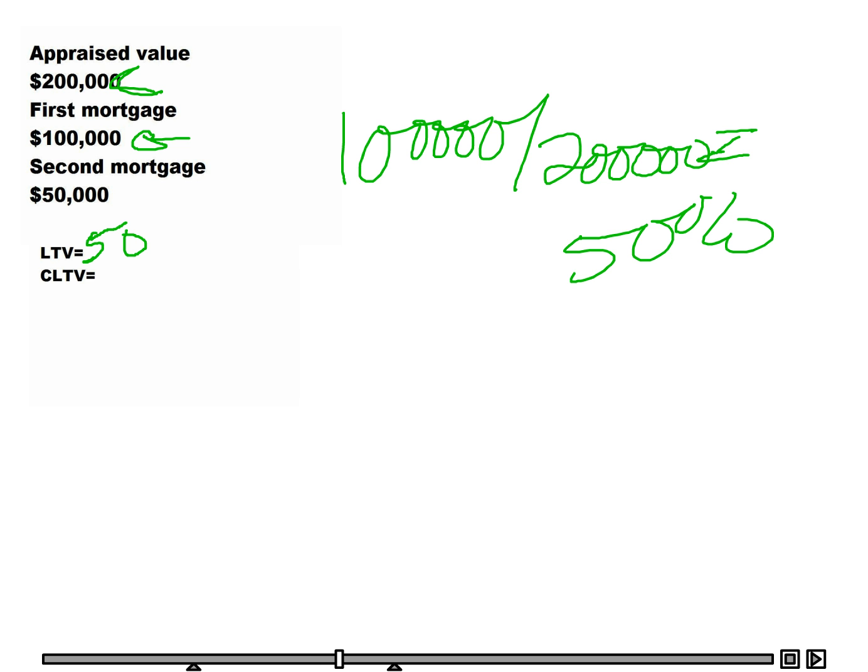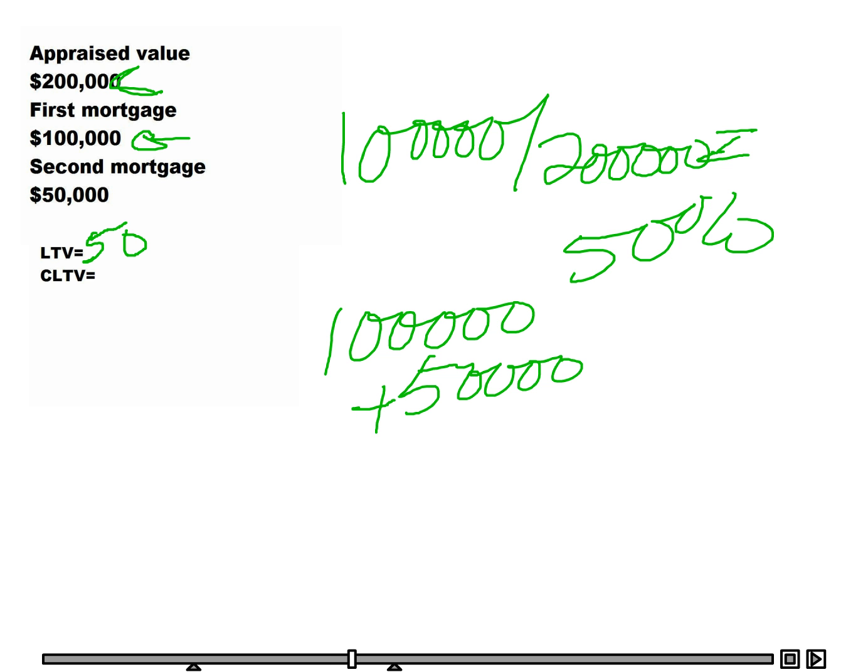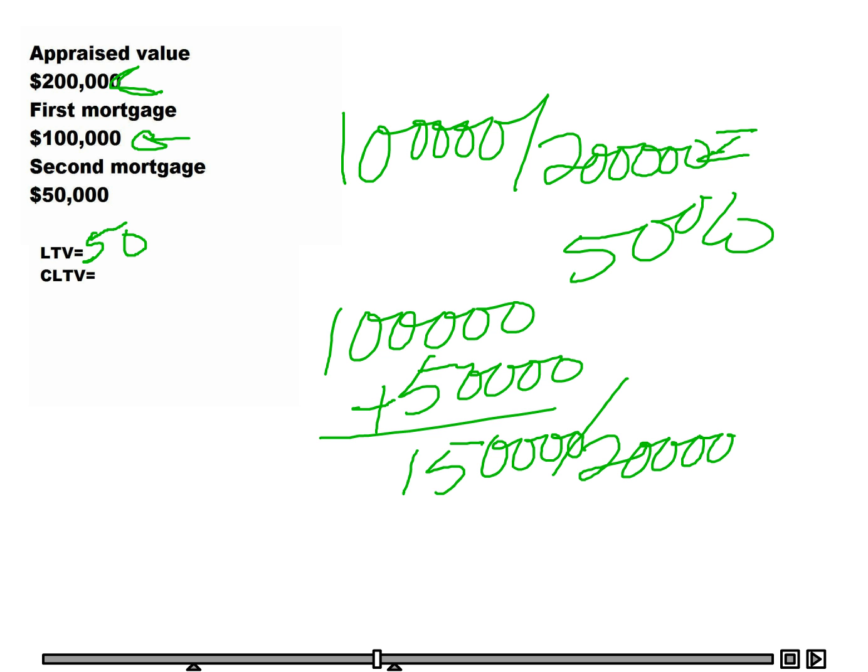In this case, we're going to take the $100,000, add to that the $50,000 for the second loan amount. That gives us a total loan amount with the first and the second of $150,000. And then to find the CLTV or combined loan-to-value, you're going to divide that sum by the appraised value, which is $200,000, which gives you a CLTV of 75%.